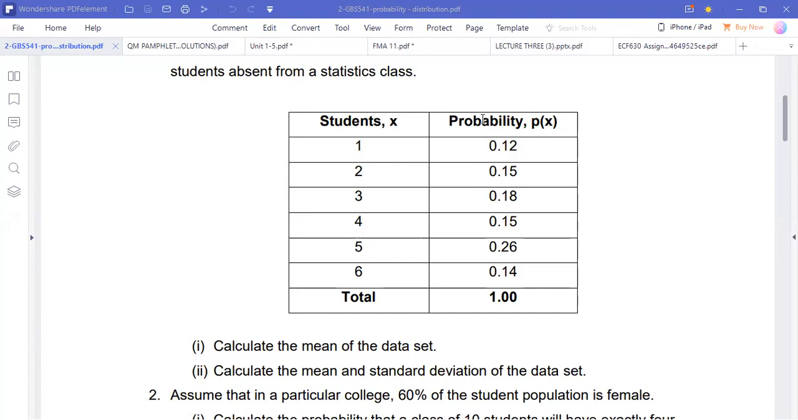So probability has a number of distributions. We call them probability distributions. Among them is what is called the discrete random variables. Discrete random variables has values of x that are defined: 1, 2, 3, 4. They are defined. So we'll be asked to calculate the mean, the standard deviation, and the variance.